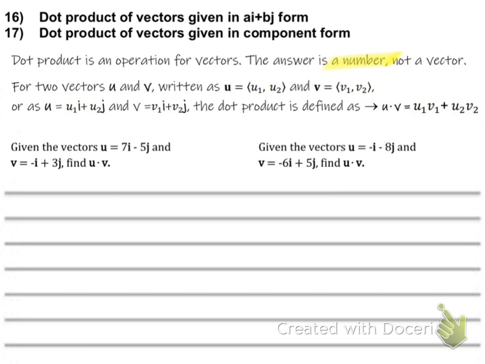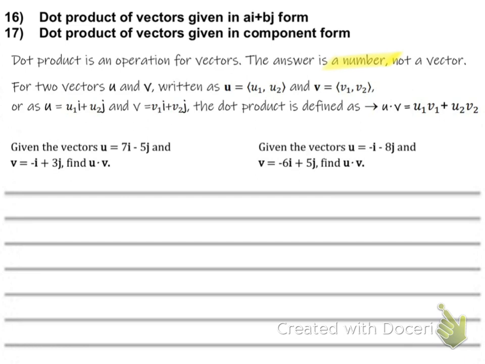So if I have two vectors, notice I've got them written in component form there. The horizontal and vertical components for vector u are u1 and u2. The horizontal and vertical components for vector v are v1 and v2. Or I could write them in ai plus bj form, right? u1i, u2j, etc. Here is our formula for dot product.